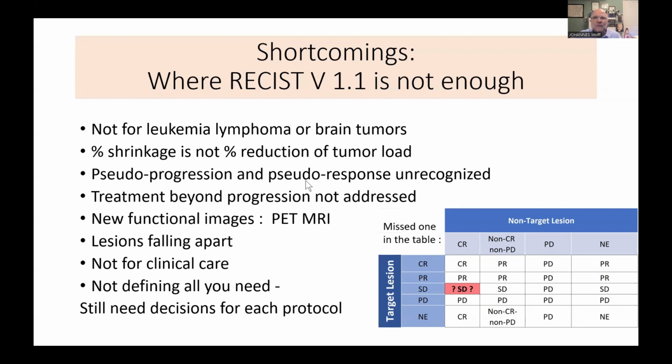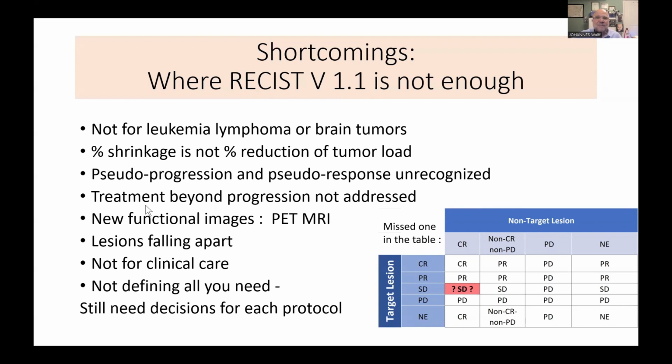Neither of those two phenomena is really reflected in the simple method of RECIST 1.1. And if you are writing a protocol that either has a treatment known to do this, or pseudo-response, or a tumor known to commonly do this, you better take that into account when you define your response criteria and don't just use RECIST version 1.1.